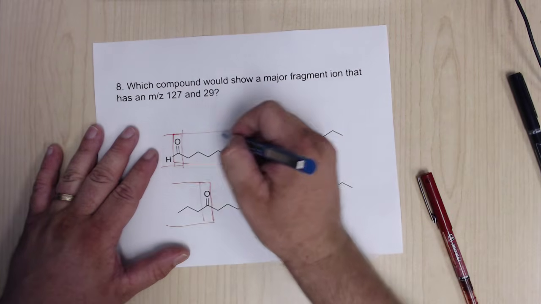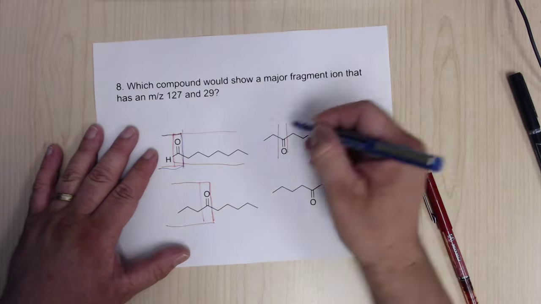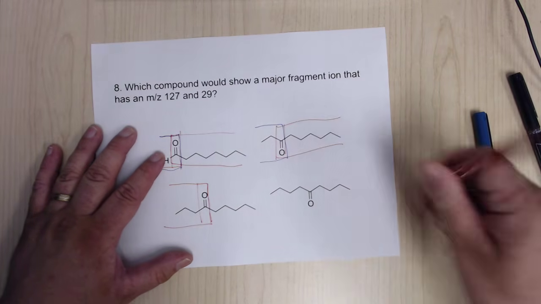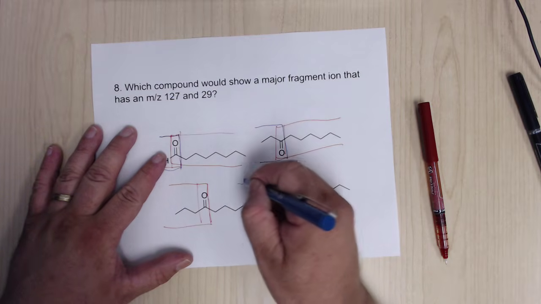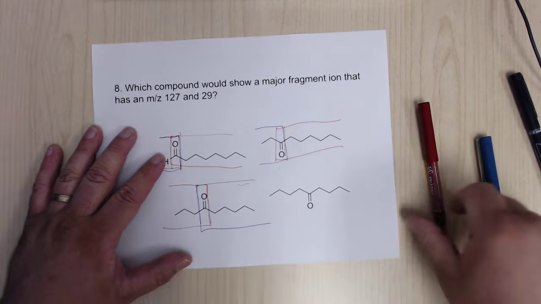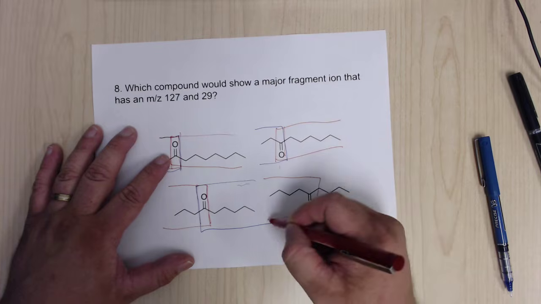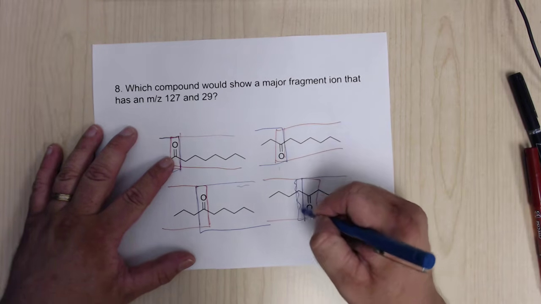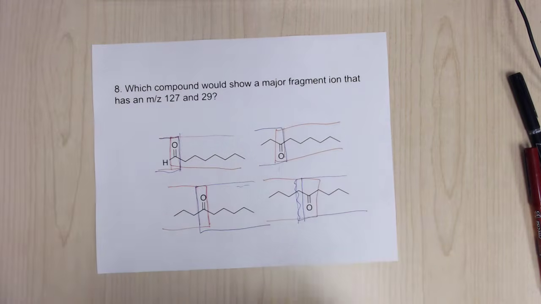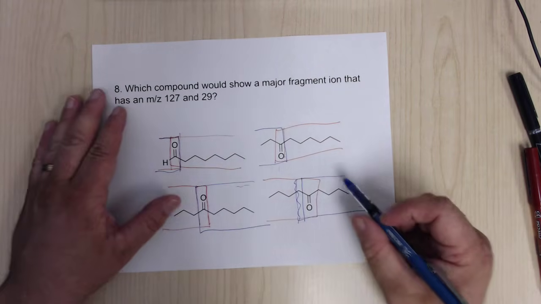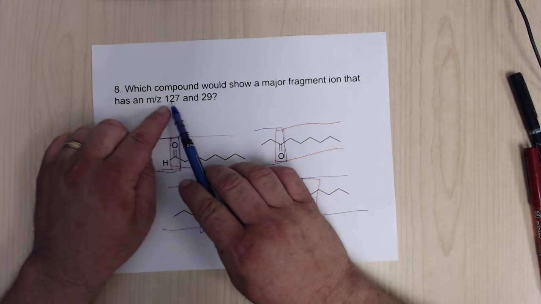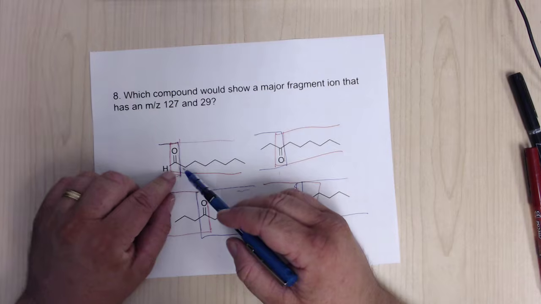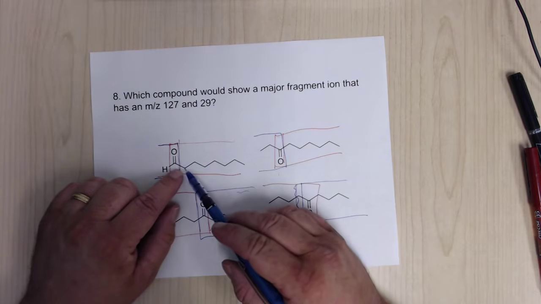Let me do this in different colors. One that size, one this size, there. One that's that size. Oops, sorry, it's going to split right there. It's going to split on either side of the double bond. So for here he has a 127 and a 29. So for here you would have, right.